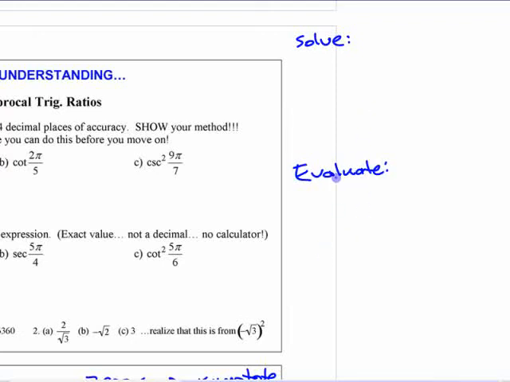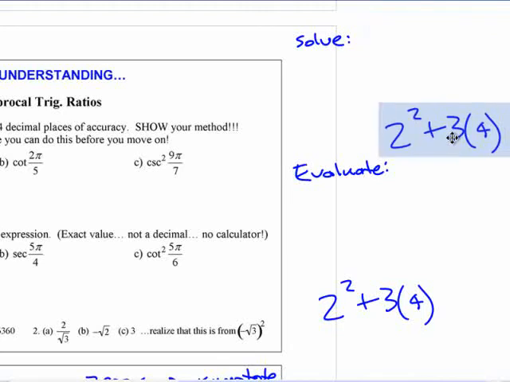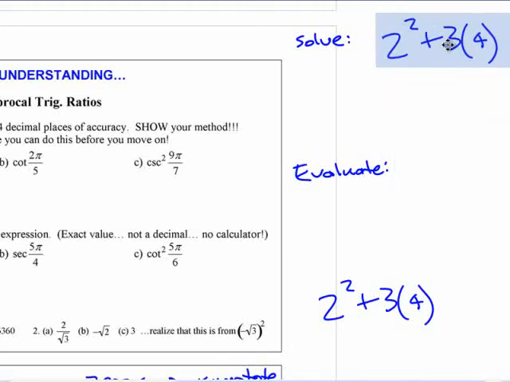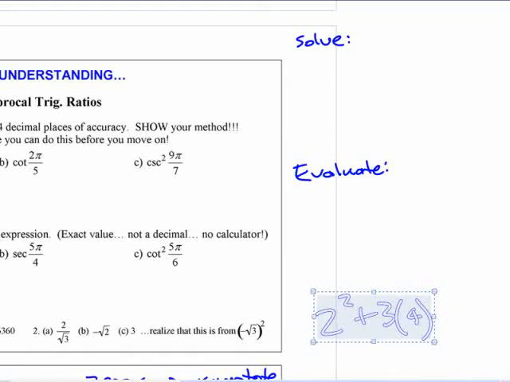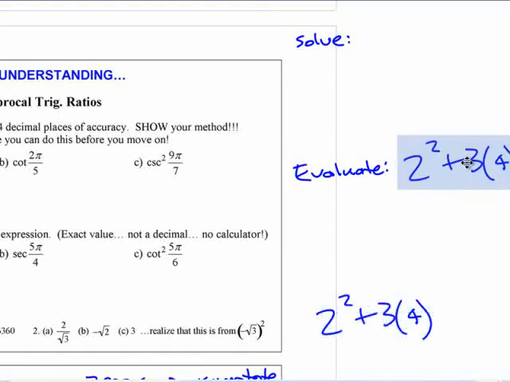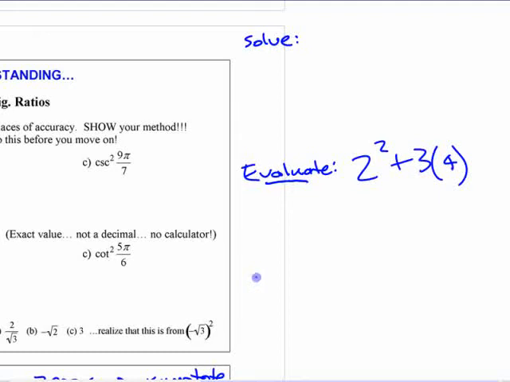What's the difference? If something said 2 squared plus 3 times 4, where would you expect that to go? What's the difference between the word solve and evaluate? Yeah, solve has to have an equal sign in it, right? This thing doesn't have an equal sign. You could ask someone to evaluate that. Evaluate means work it out and figure out what its value is, right? Word value in there. Find what the value is.